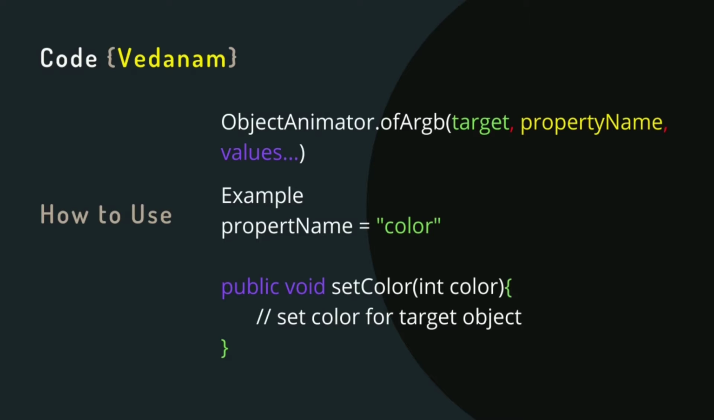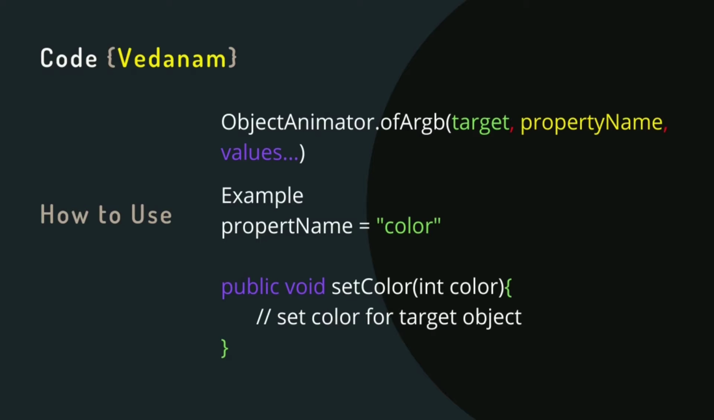Now let's see how to use Object Animator. We have a set of static methods in the Object Animator class. For color, we have the ofArgb method. The first parameter of this method is target. Target does not mean the view on which we want to start the animation. Target is the instance of the class where the setter method for the property name is declared. For example, if we are declaring this setter method in our activity class, then we just pass the activity as target using MainActivity.this.